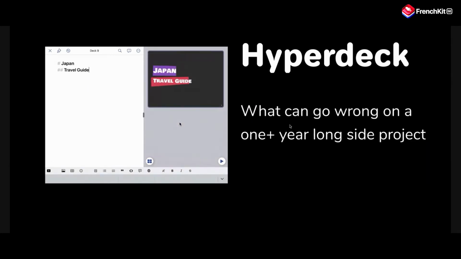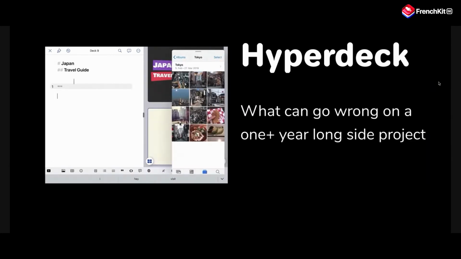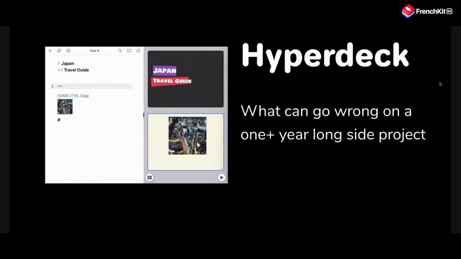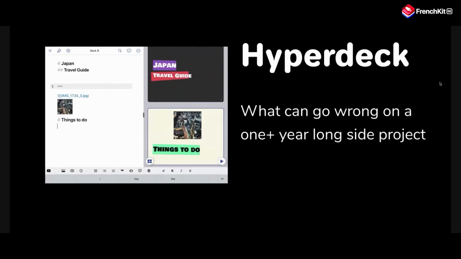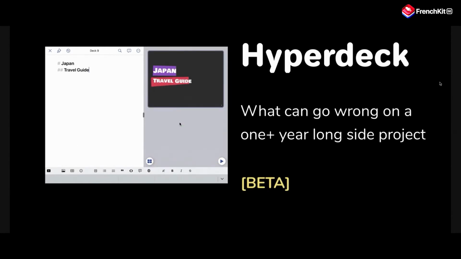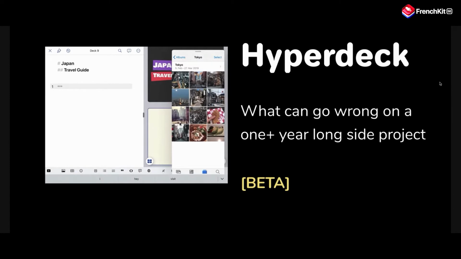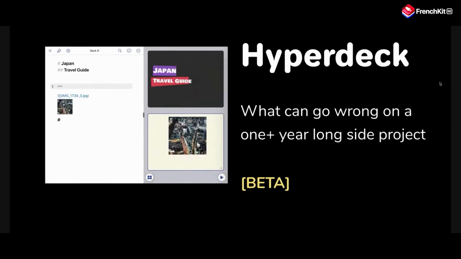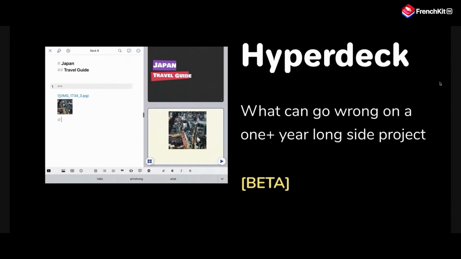The title of this talk really is what can go wrong on a 1 year plus side project, because I will mostly be talking about the problems I ran into, so that you maybe learn from what I experienced also. I'm going to present this with Hyperdeck, so with the current Mac beta, so it might be that some things look a bit weird because this is not a released app that I'm trying to do these slides with.